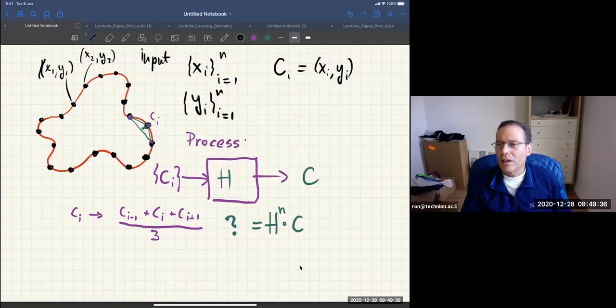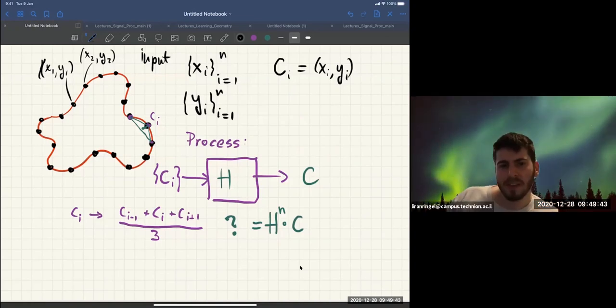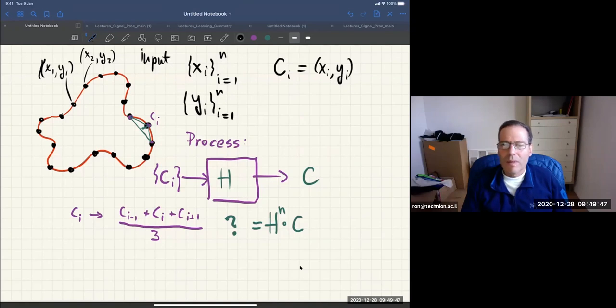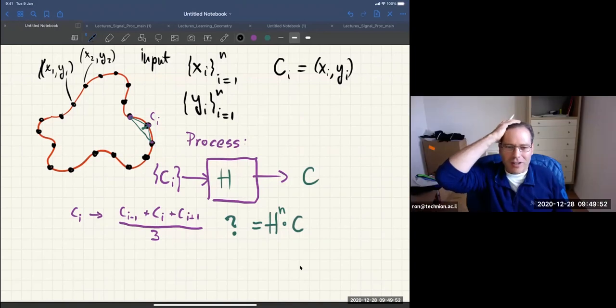So one by one, Gal. I didn't say anything. I think it will be a circle. It will over time be more and more like a circle. So this is what is known as guesstimation.